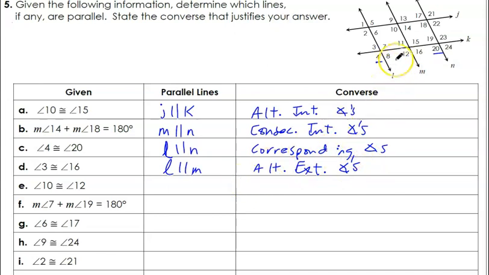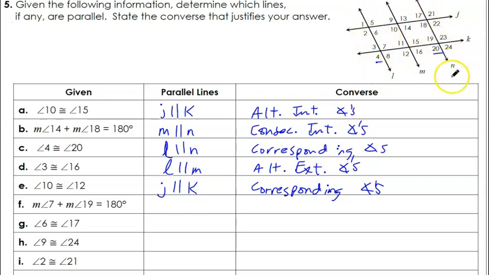Letter E, 10 is congruent to 12. All right, so 10 and 12 are on the same transversal M, cutting through lines J and K. So that tells us that J and K are parallel to each other, and 10 and 12 are corresponding angles. So that's our converse, corresponding angles.